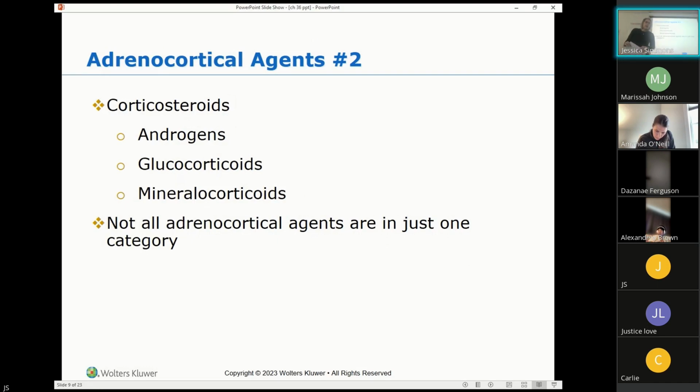Corticosteroids include androgens, glucocorticoids, and mineral corticoids. And not all adrenocortical agents are in just one category. They can cross between cortico and glucocortico, right? They can cross between mineral and gluco. They can cross between androgens and other steroids.